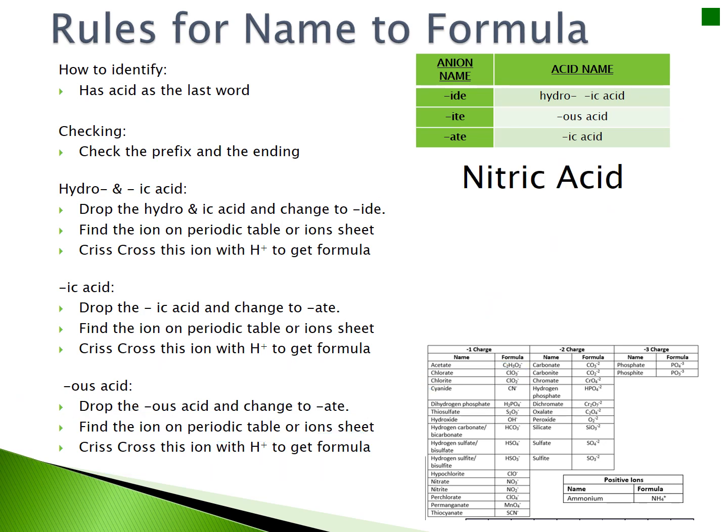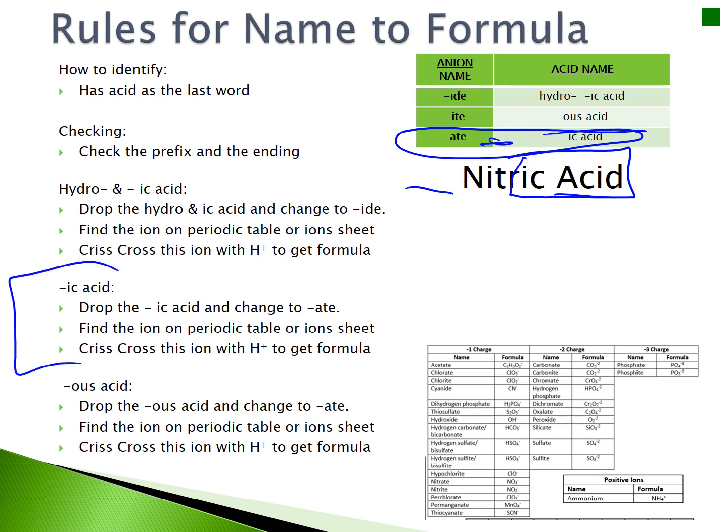Last one is nitric acid that we're going to try this way. Once again, I see the word acid, so I know I'm dealing with an acid. I'm going to check the prefix, which there is no hydro, and then I'm going to figure out, oh, I've got an ic acid. So I know according to this chart, it's going to come from an ate, and according to this, it says drop the ic acid and add an ate ending. So I'm looking for nitrate.